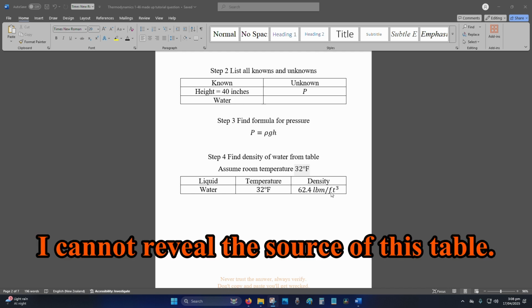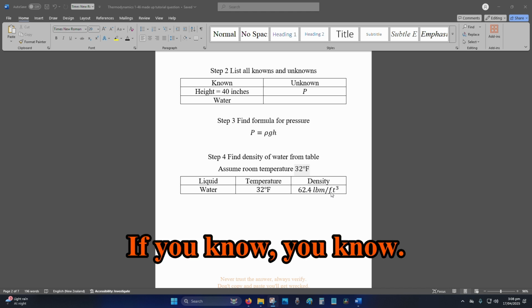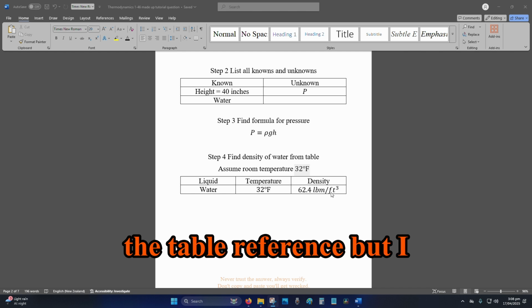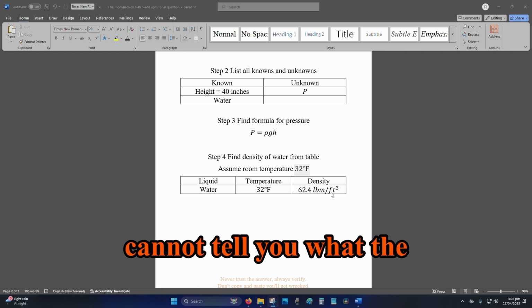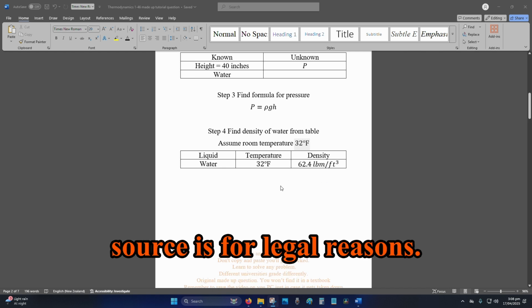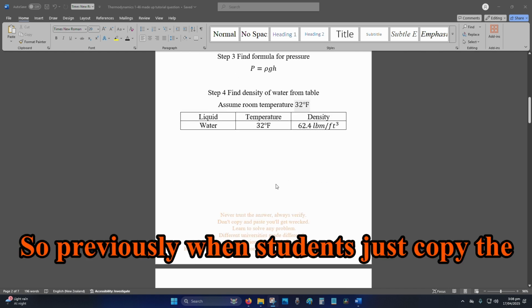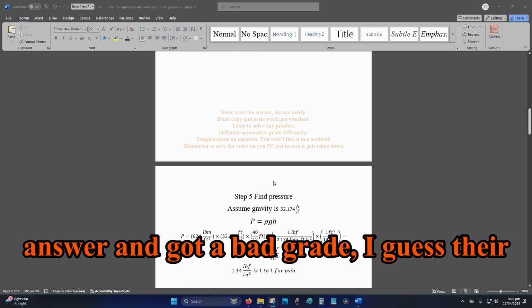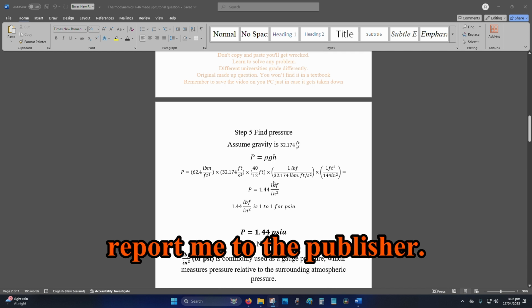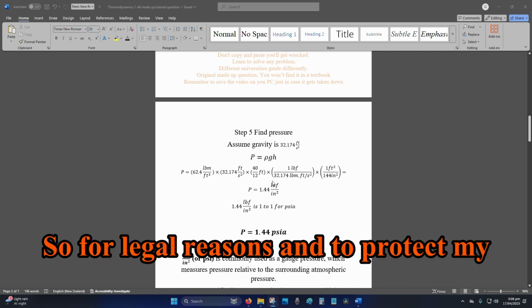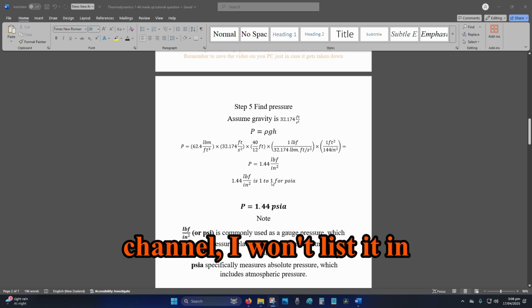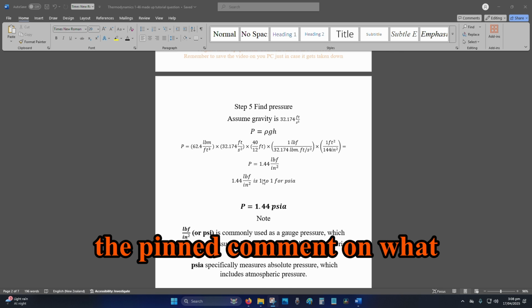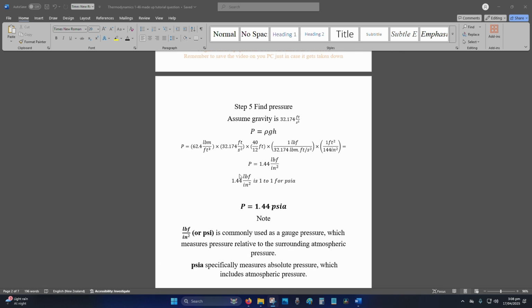I cannot reveal the source of this table. If you know, you know. You can also check the pinned comment for the page number and the table reference, but I cannot tell you what the source is for legal reasons. Also, previously, when students just copy the answer and got a bad grade, I guess their retaliation was just to report me to the publisher. So for legal reasons and to protect my channel, I won't list it in the video, but you can read the pinned comment on what page and reference it is.